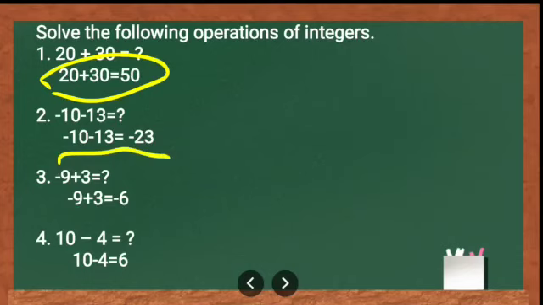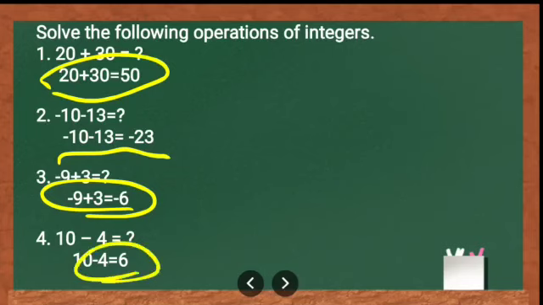And what about the third one? Minus 9 plus 3. The signs are different. Then you have to subtract and put the largest number's sign. So 9 minus 3 is 6 and 9 is the largest one. It's carrying a negative sign. So the answer is minus 6. Next one, 10 minus 4. A positive integer and a negative integer. So 10 minus 4 is 6, which gives the positive integer.